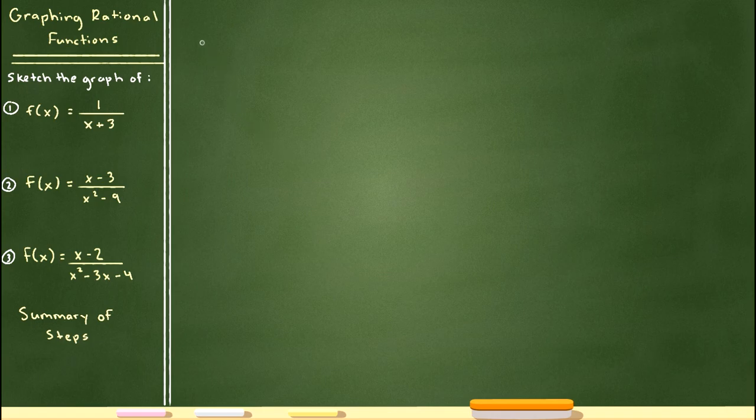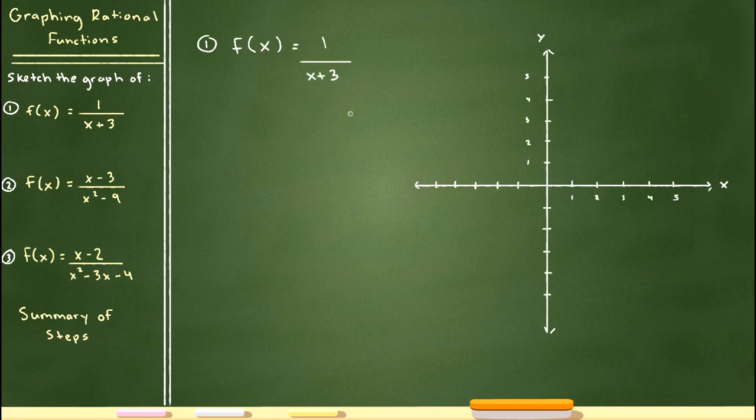Now, for number 1 here, we have f of x is equal to 1 over x plus 3. To make sketches of these rational functions, typically it's not as easy as just picking an x value, finding a y value, and plotting all these points. It's going to take a very, very long time to get an accurate picture of what the rational function would look like if you just plotted points. So we need to have some type of strategy to use when coming into these types of problems.